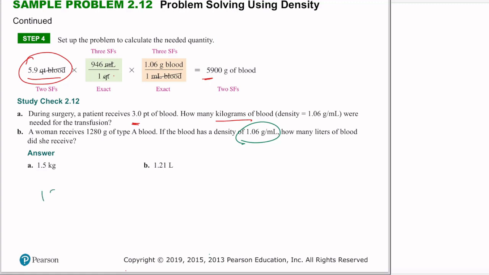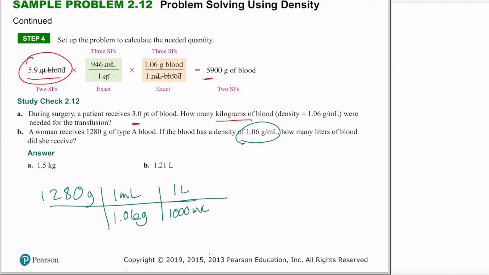We're starting with 1,280 grams of the blood. This blood has a density of 1.06 grams per 1 milliliter. We know that 1,000 milliliters is 1 liter, and we were asked to give our answer in liters, so we're finished with this problem. We just have to put the calculation into the calculator. Our initial value has 3 significant figures, and therefore our answer is 1.21 liters.